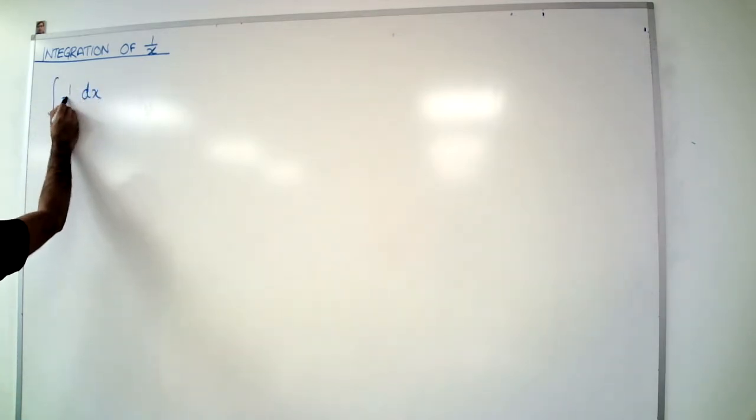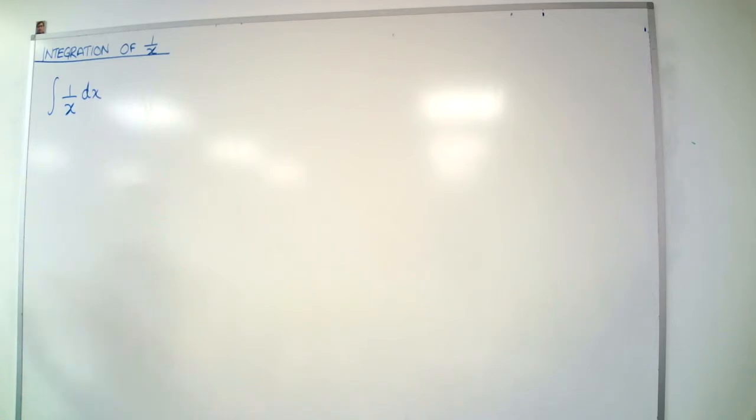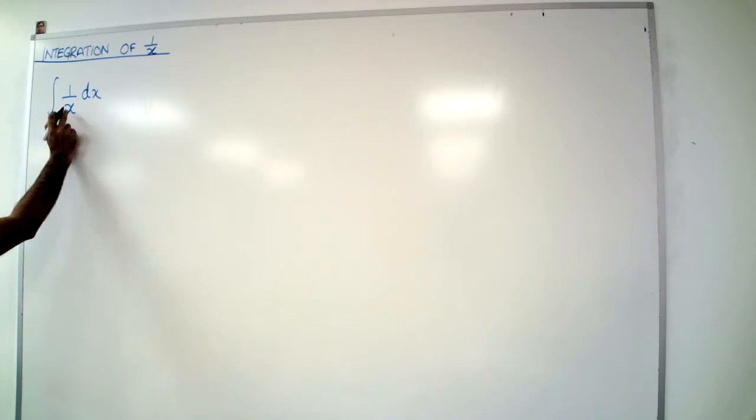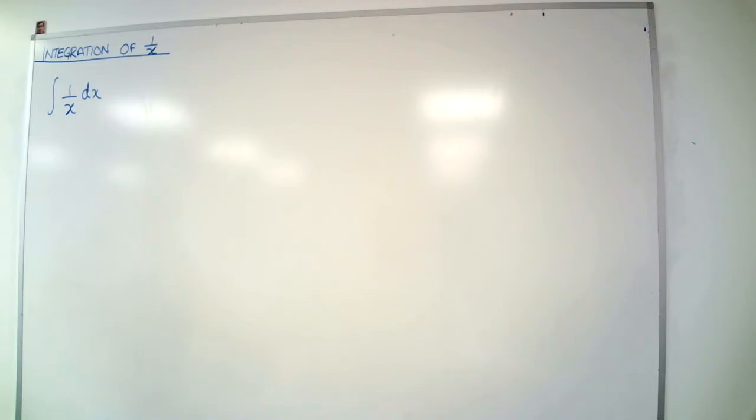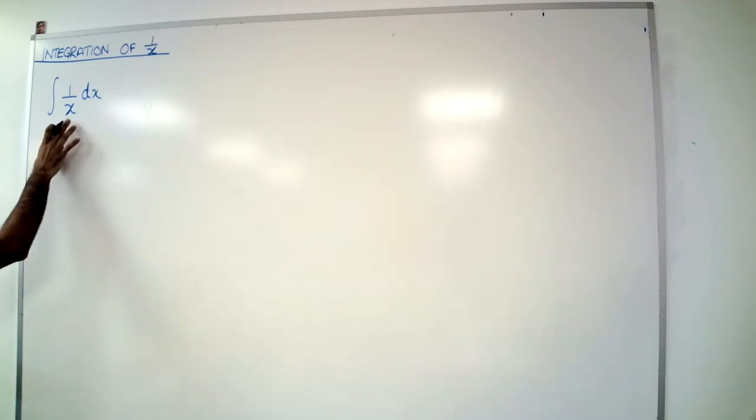Now, when we integrate, let's say 1 over x, the normal rule of integration does not work. The reason it does not work is because if I move this thing up, that becomes x to the minus 1. And then if you add plus 1, that becomes 0 over 0, which is impossible. So we cannot do that the other way.